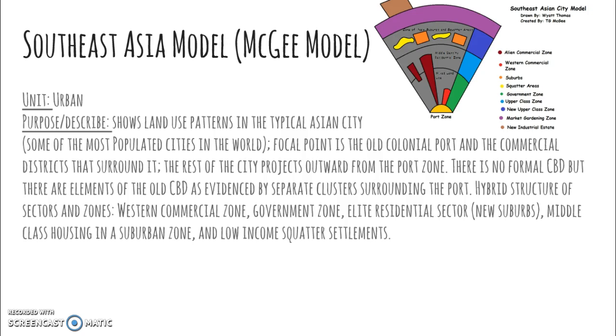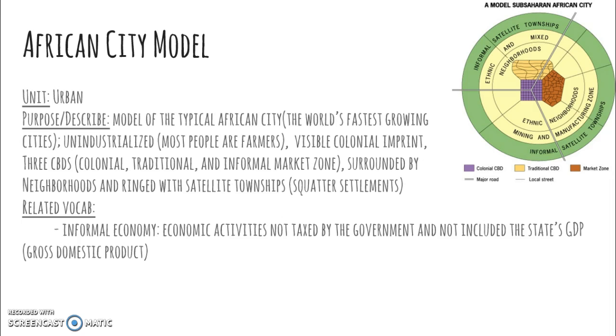The Southeast Asia model, also urban, shows land use patterns in a typical Asian city, which are some of the most populated cities in the world. Focal points are the old colonial port and the commercial districts that surround it. The rest of the city projects outward from the port zone. There is no formal CBD, but there are elements of the old CBD, as evidenced by separate clusters surrounding the port. It has a hybrid structure of sectors and zones: western commercial zone, government zone, late residential sector, and so on.